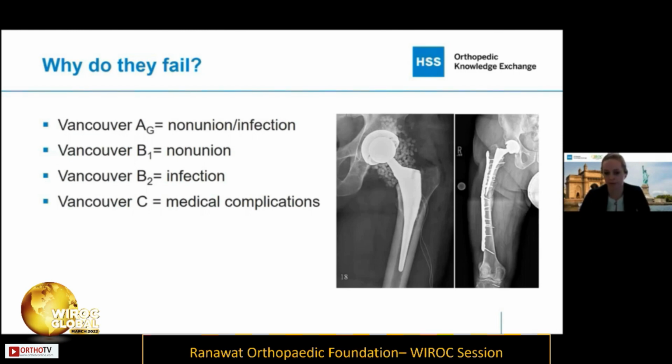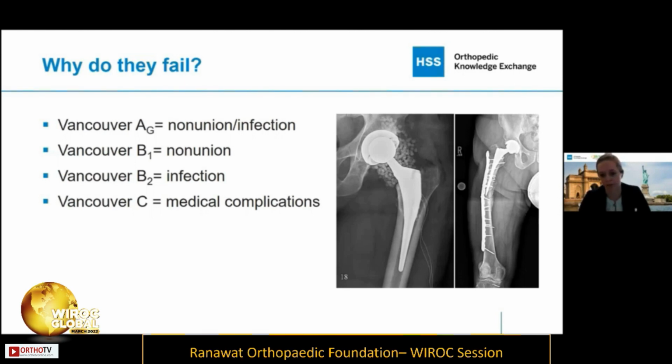So greater troch fractures have a very high failure rate, and they fail for both non-union and infection. So I've become a little bit more of a nihilist when it comes to fixation of greater troch fractures, because I've just looked at so many x-rays in doing these studies, seeing how frequently the troch will displace, and then how frequently they will get infected if you try to plate them.